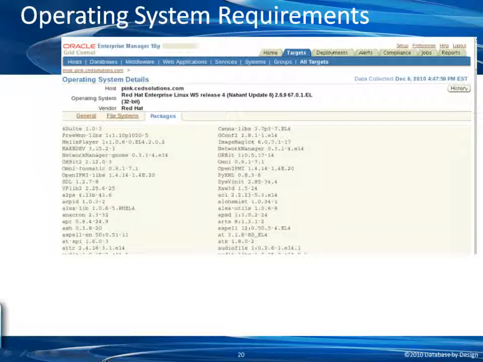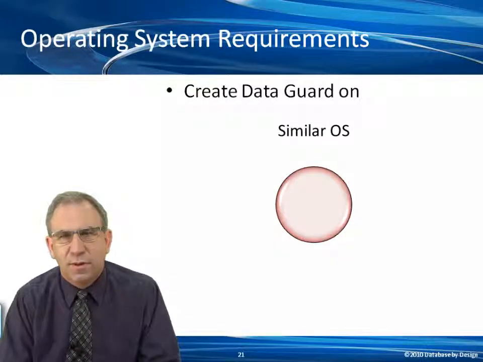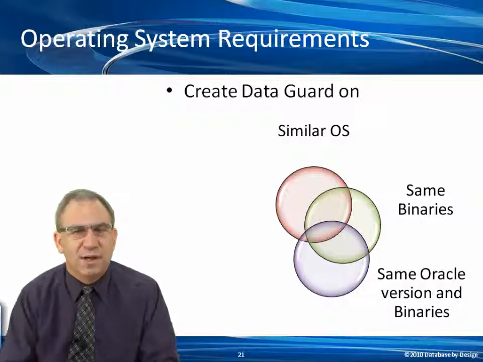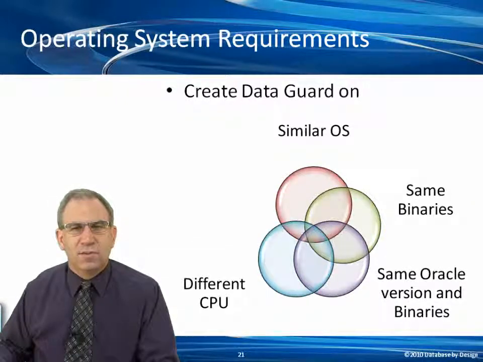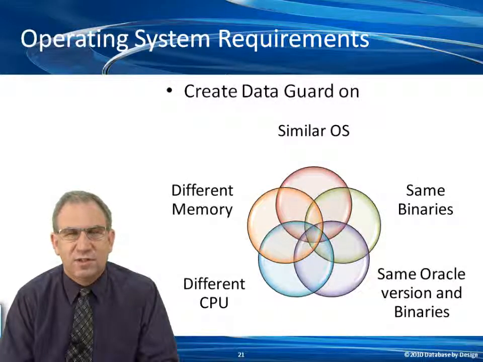The bottom line here is that the base operating systems need to be the same. They need to be the same operating system version. They need to be the same operating system binaries. The packages can be different, the file systems can be different, the CPU can be different, the memory can be different, but the base operating systems must be the same, as well as the binaries for that operating system. So the bottom line here is this. We can create Data Guard on a similar OS. It must have the same binaries. It must have the same Oracle version as well as the same Oracle binaries. But we can have different memory requirements as well as different CPUs.